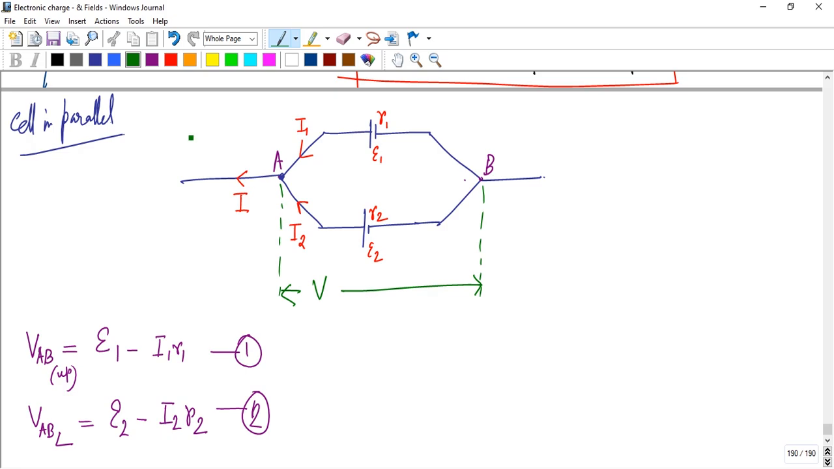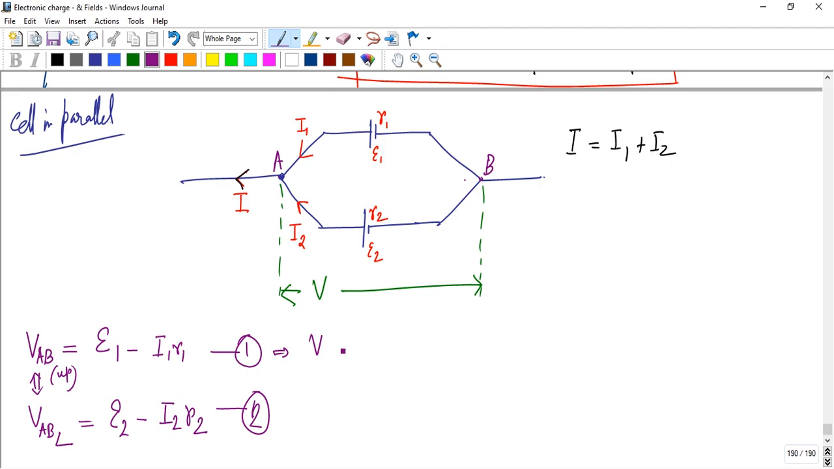So total current I is equal to I1 plus I2. You see the diagram here, I1 enters, I2 obviously enters, and now it passes through that line. So simply see the diagram carefully, these two can be added to get the final current I. So VAB from upper and lower are the same. Okay, these two are equal.